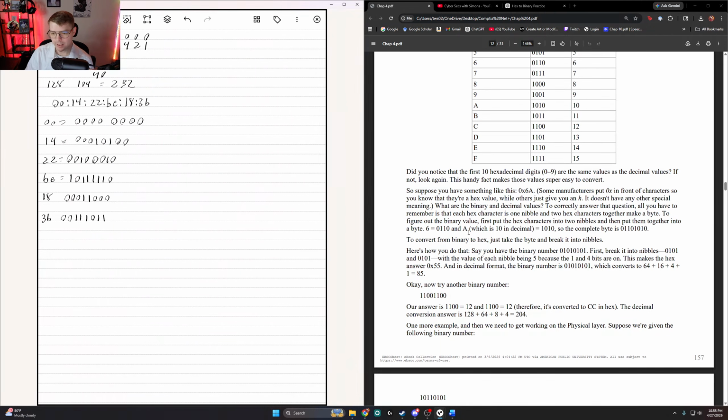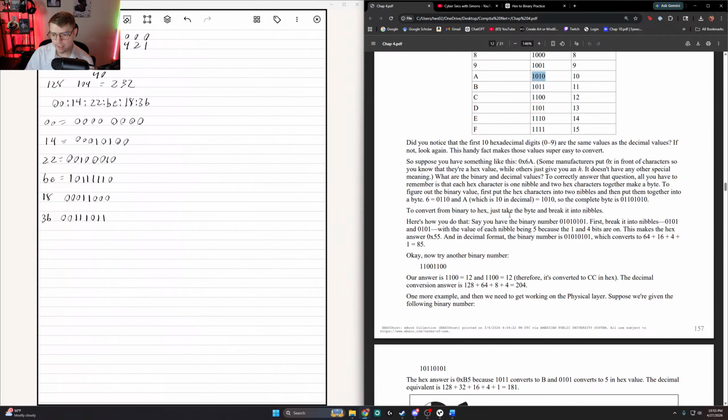To figure out the binary value, first put the hex characters into two nibbles, and then put them together into a byte. 6 equals 0110, and A, which is 10 in decimal, equals 1010. So the complete byte is 0110, 1010.